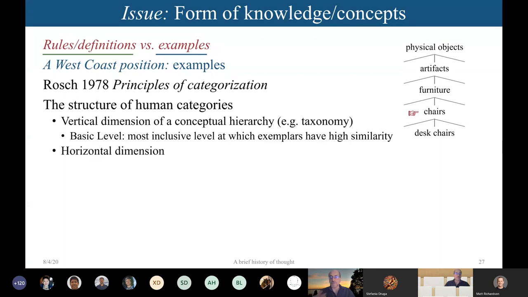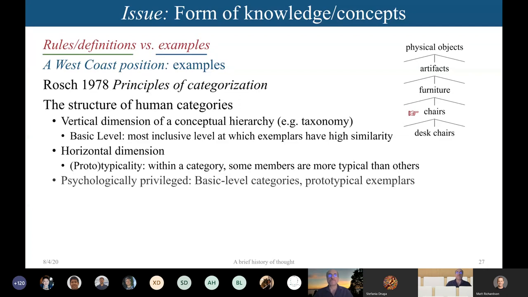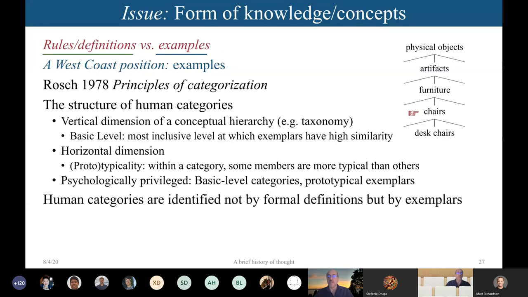Concerning the horizontal dimension, she highlighted typicality structure. Within a category, some members are more typical than others, unlike Boolean mathematical category membership. So she showed that basic level categories and prototypical category exemplars are psychologically privileged. Recall and reasoning about them is faster and more accurate. Many people took the results on typicality as evidence against the possibility that human categories are defined by Boolean properties and evidence for the importance of individual exemplars as opposed to general categories in cognition.